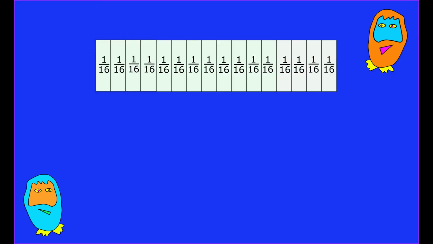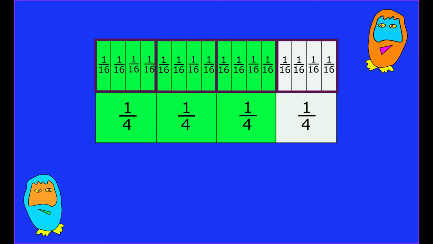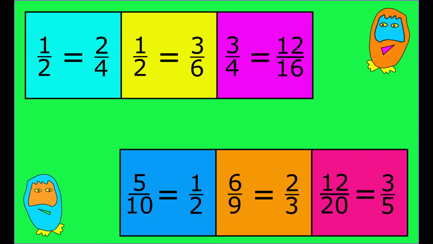Here we have a bar split into 16 equal pieces. And I'm going to colour in 12 sixteenths. Now we can actually put those into groups of 4. And we can see from comparing it with another bar of the same size that 12 sixteenths is equal to 3 quarters. Here, the fractions in each box are equivalent.